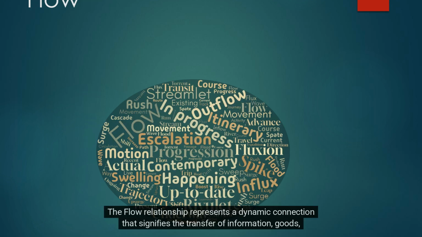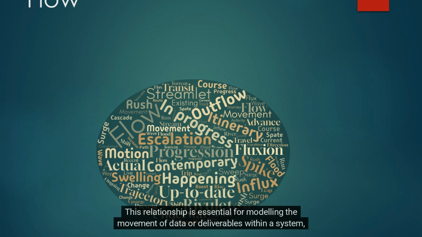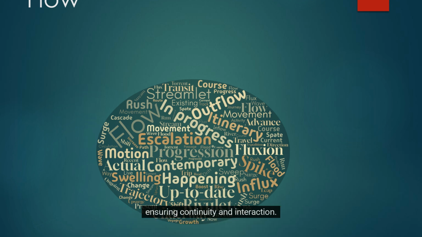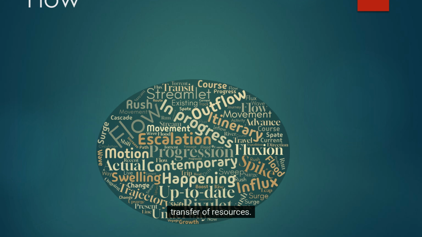The flow relationship represents a dynamic connection that signifies the transfer of information, goods, or resources between elements. This relationship is essential for modeling the movement of data or deliverables within a system, ensuring continuity and interaction. For instance, stream highlights a continuous flow in a particular direction, symbolizing the steady transfer of resources.